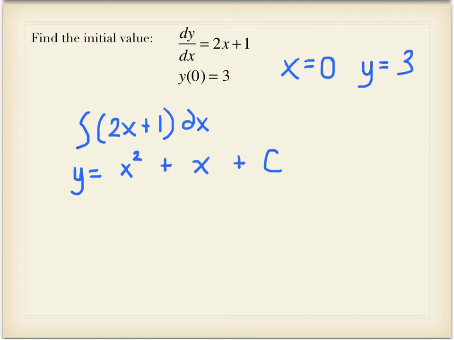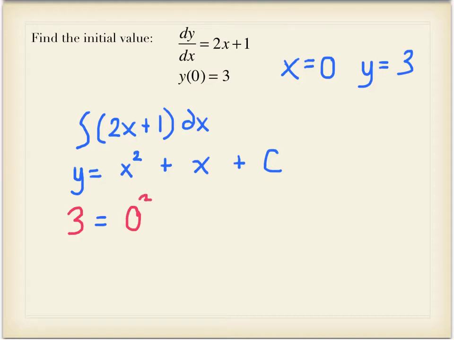I can do that because here I've been given one particular ordered pair, one x and one y, that's actually on the graph of this function. So I'm going to go ahead and substitute that in there. Basically what that means is I'm going to put in 3 for y, and in place of that x I am going to put in 0. And so I do that in a couple different places.